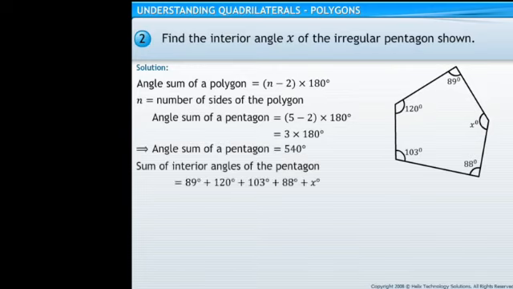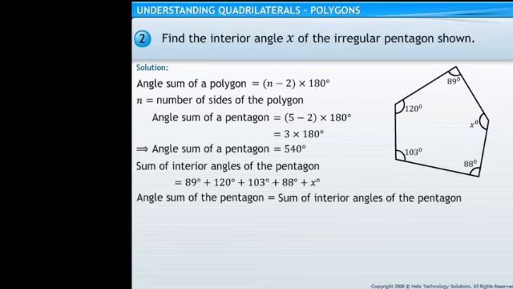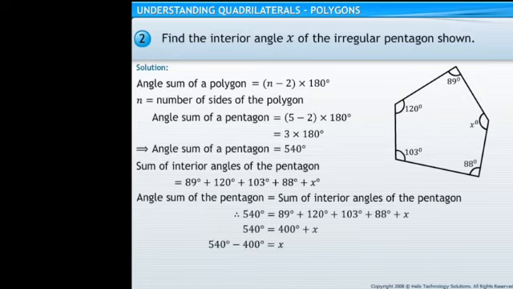The sum of the interior angles of the pentagon in the figure is as shown. We will use this angle sum to find the unknown angle in the pentagon by equating it to the sum of the interior angles. On equating, we get the value of the unknown angle as 140 degrees.